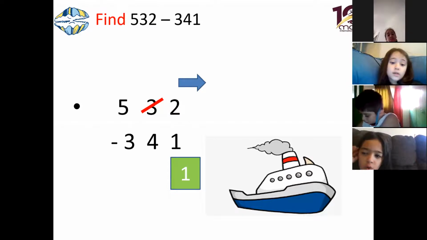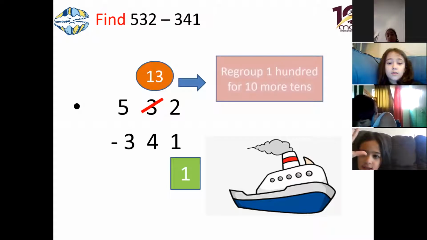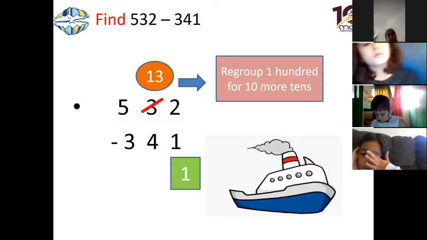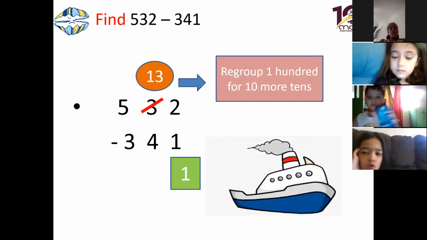So, go next door. Get 10 more, 1 more. So now I have 13 minus 4. Can I do it? 13 minus 4? I can't subtract 3 minus 4, but I can subtract 13 minus 4. There are 2 ways. Do you have 13 fingers?